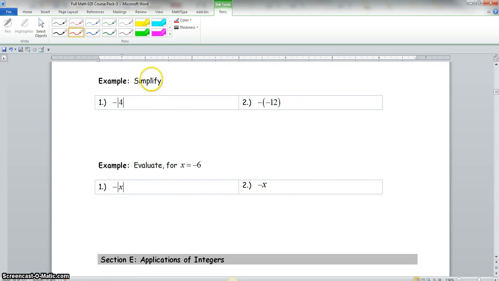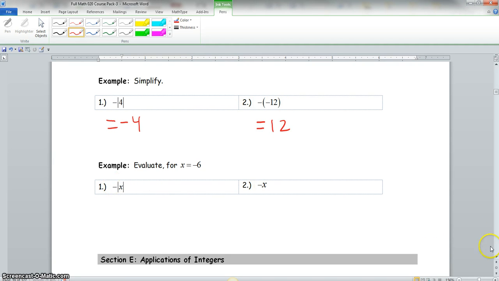Now it tells us to simplify. Now we have this opposite, the absolute value of 4. We know the absolute value of 4 is 4, and we bring down our negative. So our final answer here is negative 4. Now we come here to number 2. This is not an absolute value. This is just a parenthesis. So we have the opposite of negative 12, which is just positive 12.